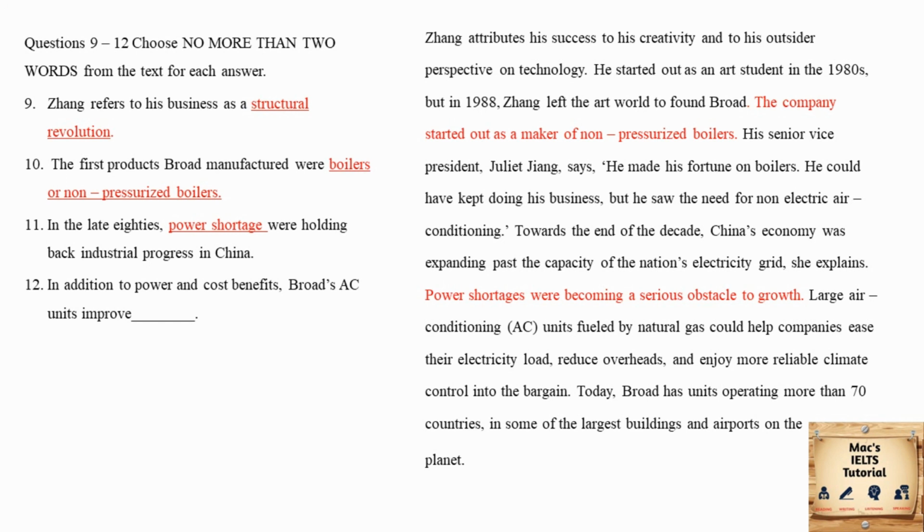In addition to the power and cost benefits, Broad's AC units improve dash. We've got the answer for this question in the last but one sentence of para C. Large air conditioning AC units fueled by natural gas could help companies ease their electricity load, reduce overheads, and enjoy more reliable climate control into the bargain. Therefore, the answer for the last question is: in addition to power and cost benefits, Broad's AC units improve climate control.